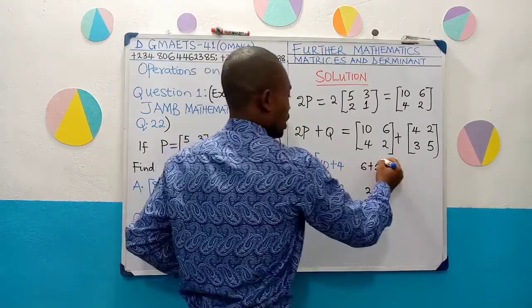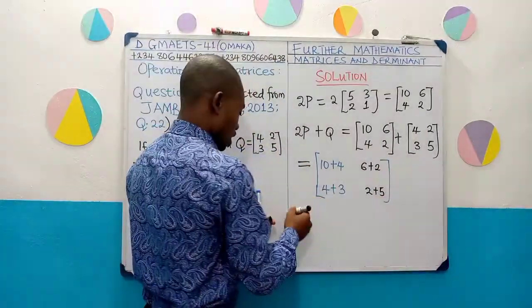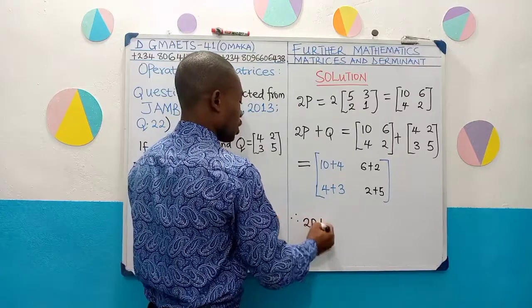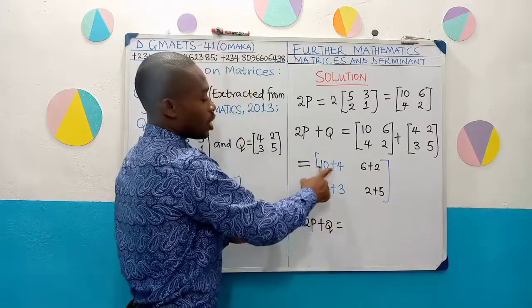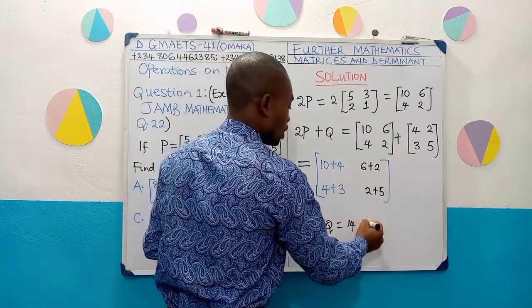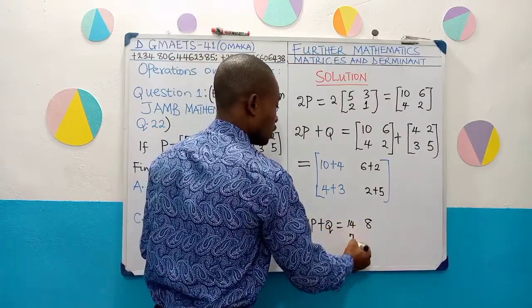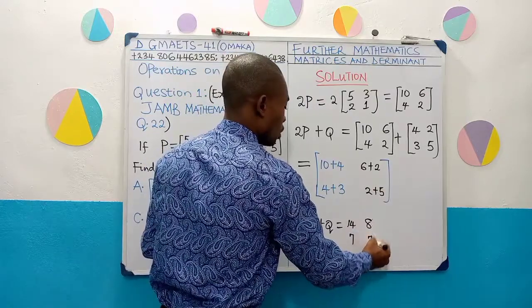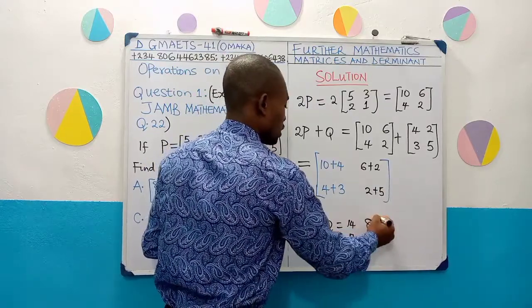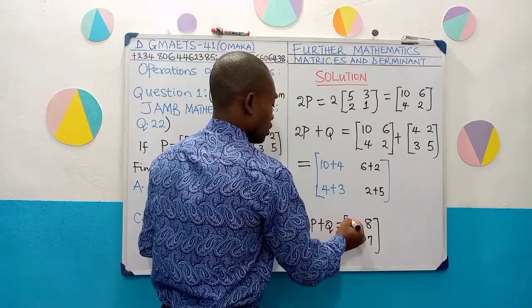Good. All we now need to do is just do our addition. Let me conclude, therefore, 2P plus Q is equal to 10 plus 4, which gives us 14. 6 plus 2 gives us 8. 4 plus 3 is equal to 7. 2 plus 5 is equal to 7. And so this is the result: 14, 8, 7, 7.